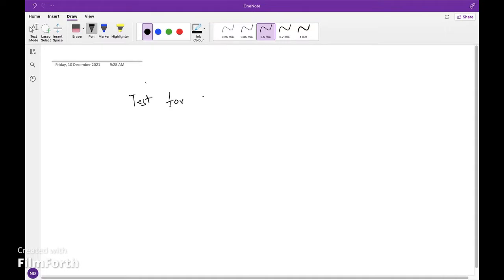Test for equality of two means. Suppose two independent large samples of size n1 and n2 are drawn from two populations with means mu1 and mu2, and standard deviations sigma 1 and sigma 2. We want to test whether the means are equal.